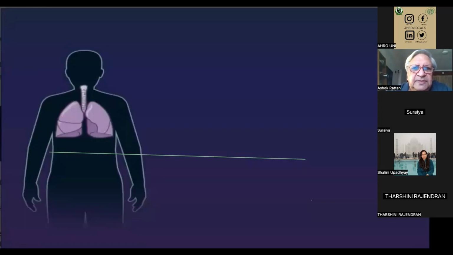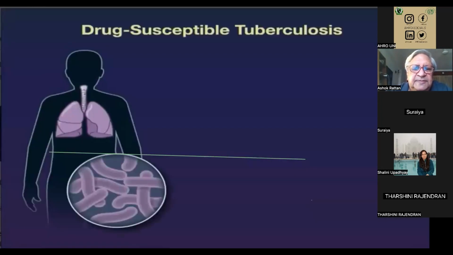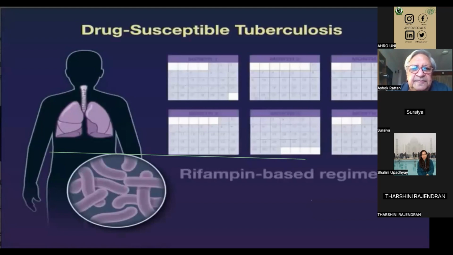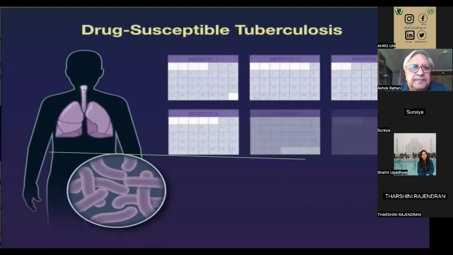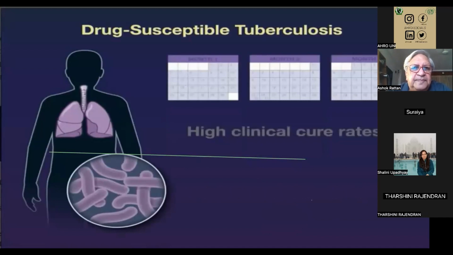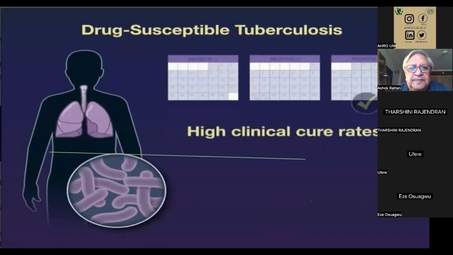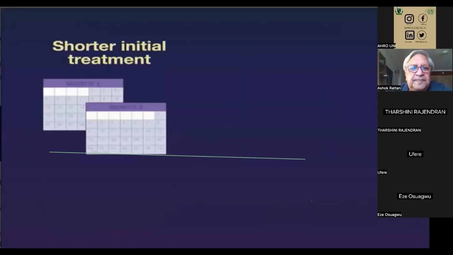Patients with drug-susceptible tuberculosis are typically treated with a 24-week rifampin-based regimen, but adherence can be challenging, and trials have shown high clinical cure rates with some shorter regimens. A new trial examined whether a strategy involving shorter initial treatment would be non-inferior to standard treatment for rifampin-susceptible TB.